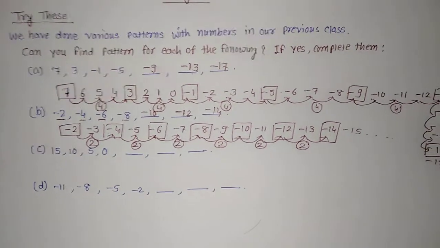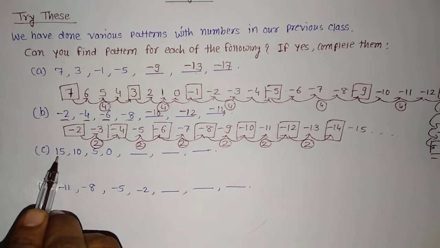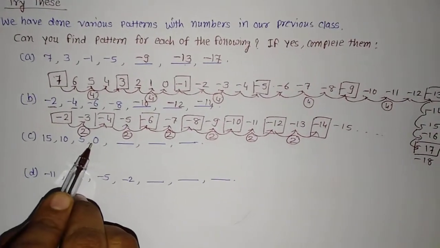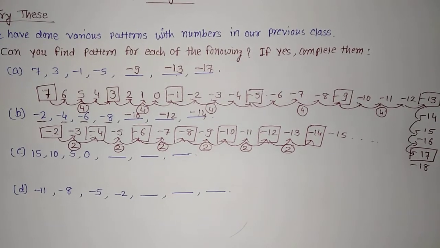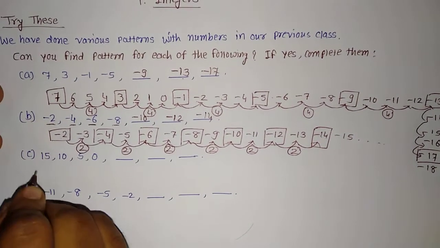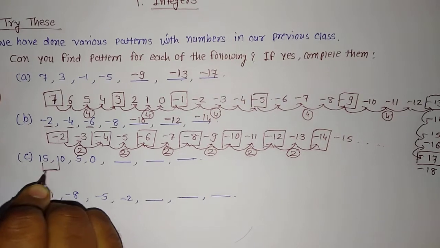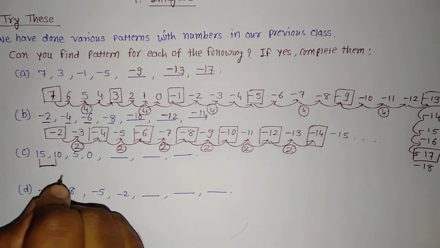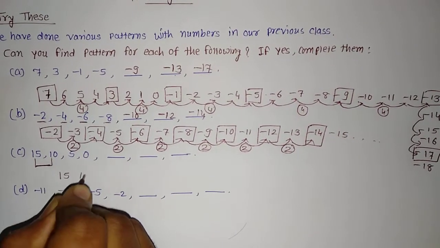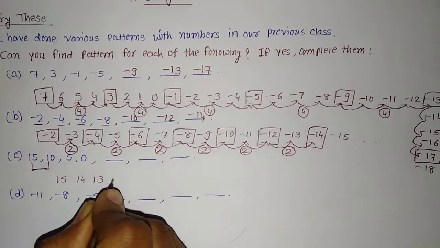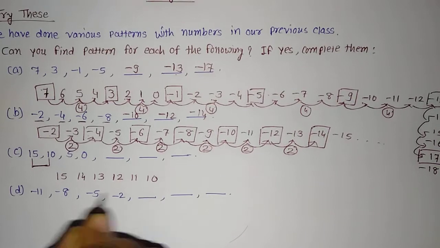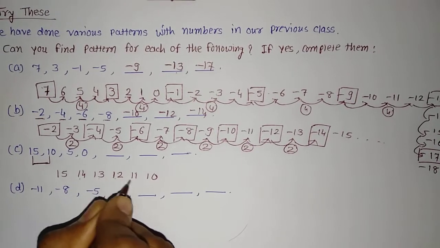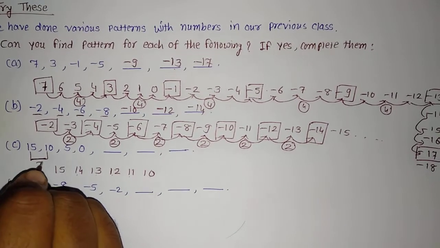Let us go ahead. The next one is 15, 10, 5, 0 and then blanks. In this case you can see how much gap is there between the 15 and 10. Even you can do it orally. Between 15 and 10, how much gap? 15, 14, 13, 12, 11 and 10. How much gap is there? 1, 2, 3, 4 and 5. You can see it is a gap of 5.